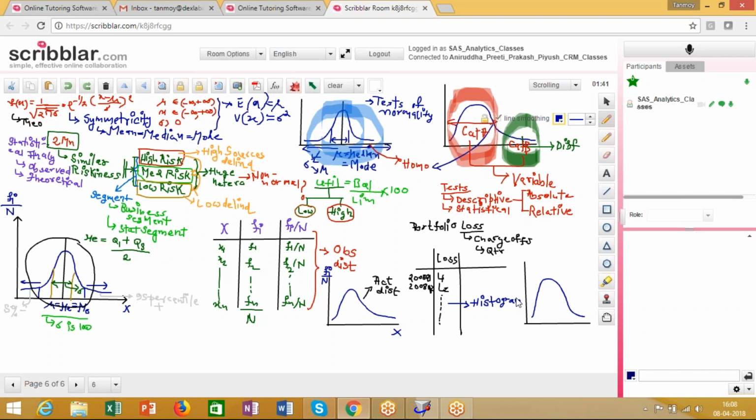So if I get to see a histogram, the next thing I'll do is map my normal curve over the histogram, and from there we will try to find out whether the distribution is more or less normal or not. So how do I do this comparison? Let's have a look.